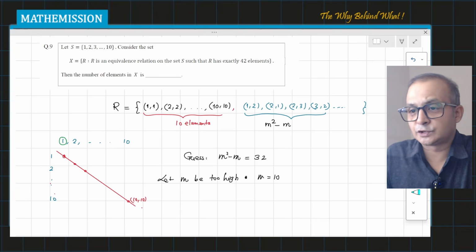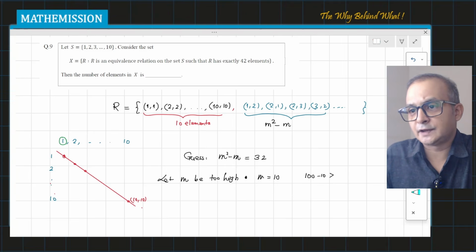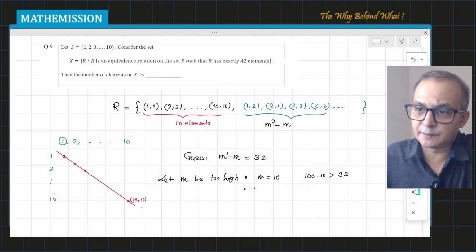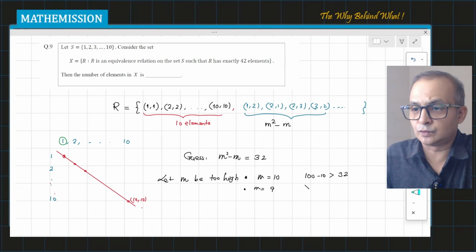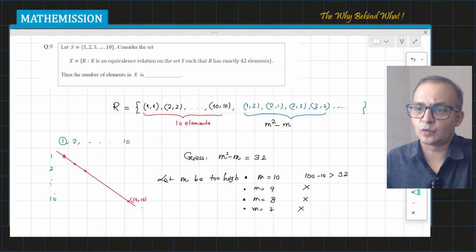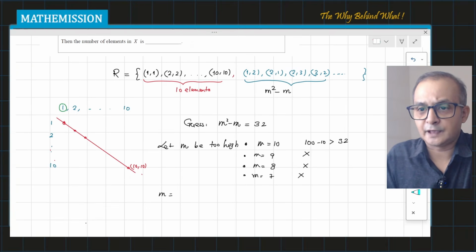So for m is equal to 10, this will not work actually. Why? Because this will give you 100 minus 10 on the left, which is very high compared to 32. Similarly, suppose I'm taking m is equal to 9, that will also not work. You can notice m is equal to 8 will also not work, and m is equal to 7 will also not work. What about m is equal to 6? Suppose I'm selecting m is equal to 6.